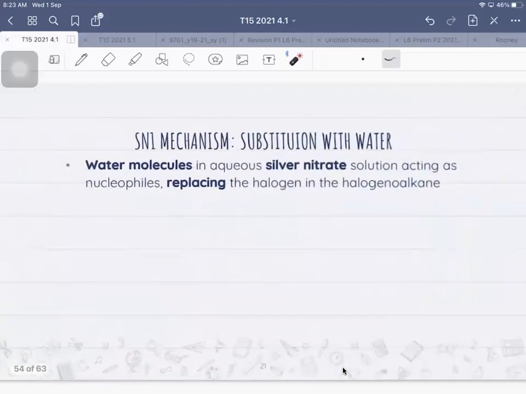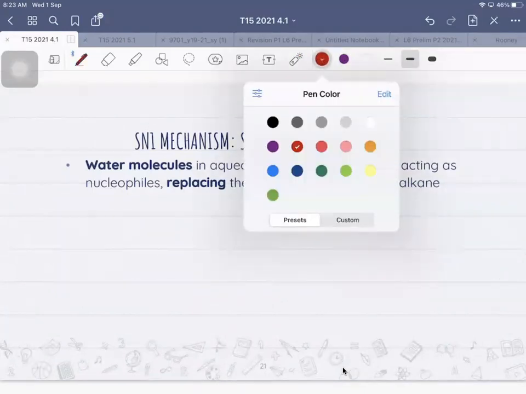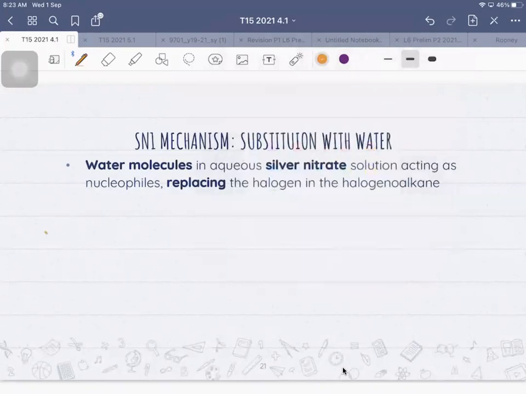Okay, right. So looking at the SN1 mechanism, by now I hope you already remember that the SN1 mechanism works with tertiary halogenoalkanes. So I'm just going to use, just for the sake of variety, an iodoalkane. Okay, so we have a delta plus on the carbon, a delta minus on the iodine.